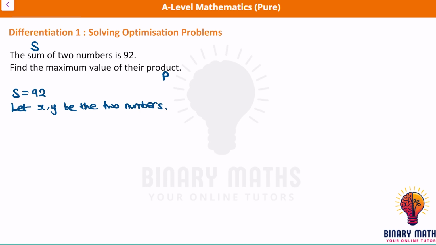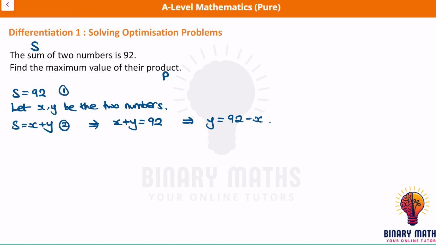Then the sum is also equal to X plus Y. So you've got equation 1 and equation 2. Both of them represent S, which implies that X plus Y must be equal to 92. If you want to make Y the subject of the formula, Y is equal to 92 minus X.